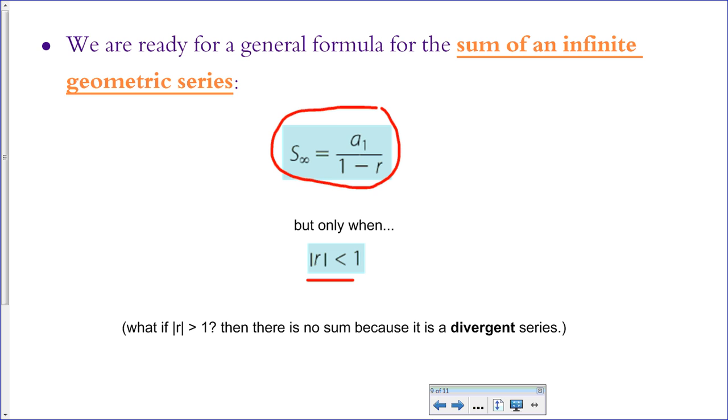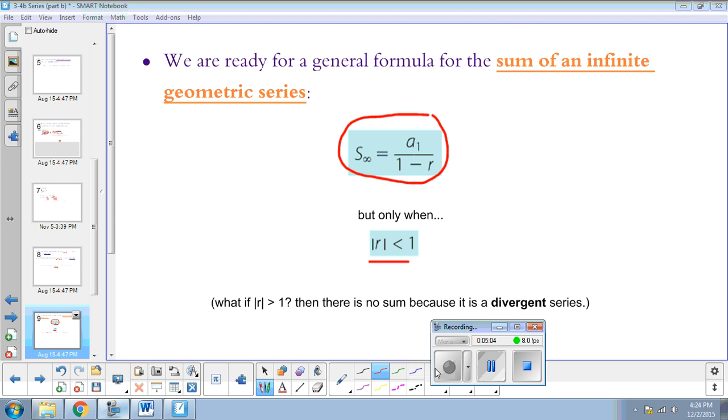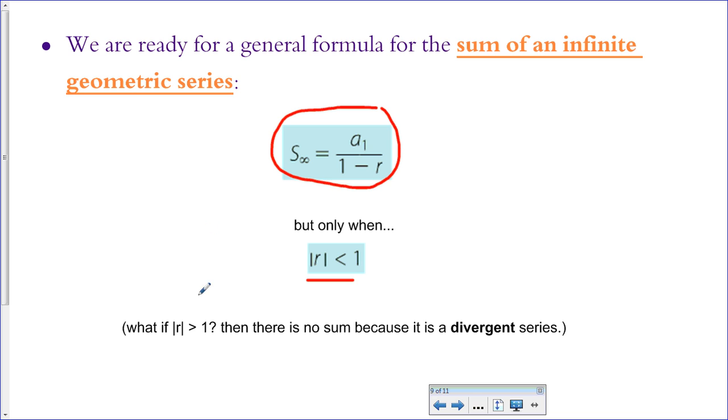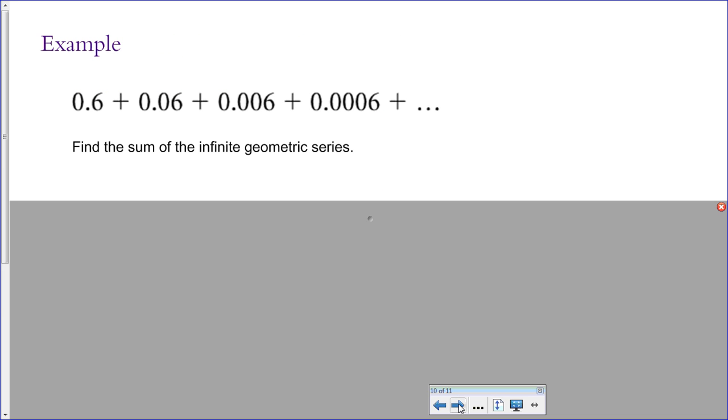What if r was greater than 1? So what if the common ratio is greater than 1? Then there isn't a sum because it would be a divergent series. So you probably won't be asked that, but if it ever happens, just note there is no sum to this infinite series because it diverges, gets bigger and bigger.